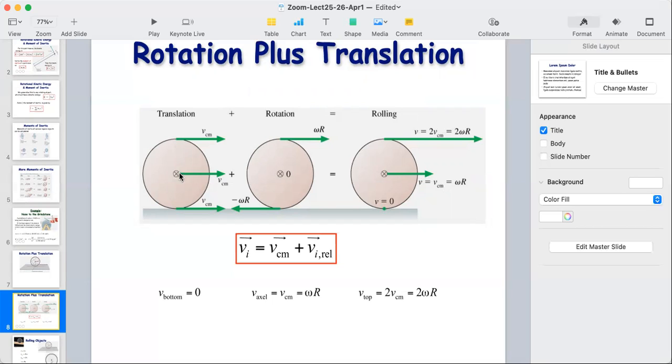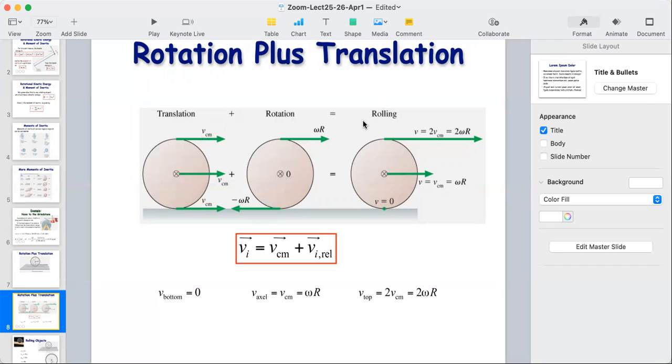No matter where you consider your dot, whether here, at the center, or at the bottom, the wheel moves all at the same linear velocity for the translation, the velocity of the center of mass. While for the rotation it is different. We have zero velocity at the center, omega r up here and minus omega r down here. If I put the translation together with the rotation, what comes out is what we call rolling.